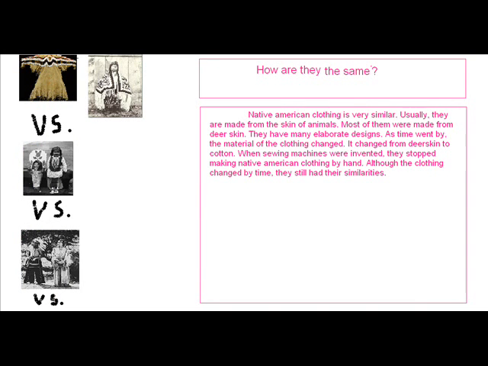Native American clothing is very similar. Usually they are made from the skin of animals. As time went by, the material of the clothing changed. It changed from deerskin to cotton. When sewing machines were invented, they stopped making Native American clothing by hand. Although the clothing changed by time, they still had their similarities.